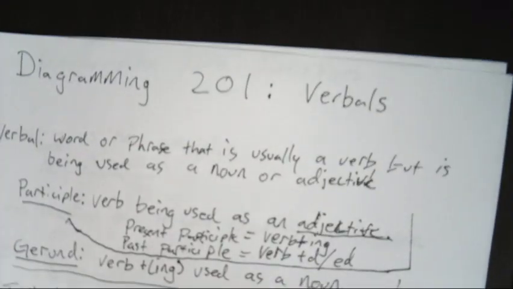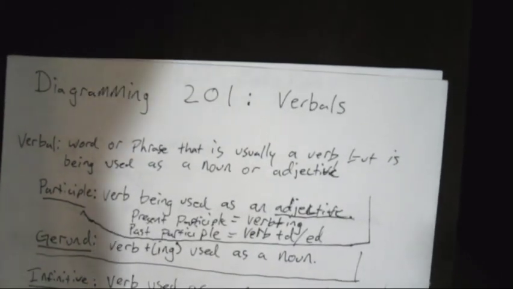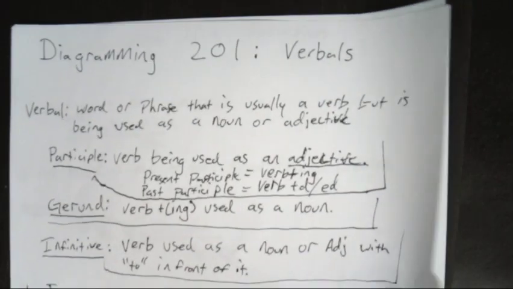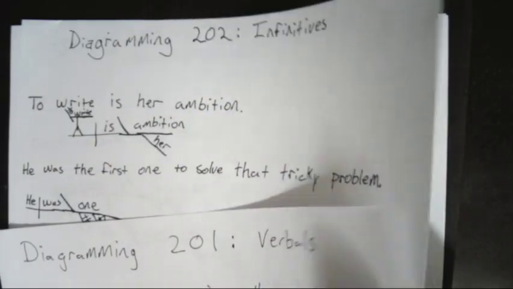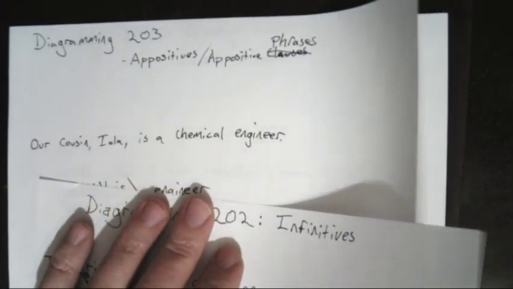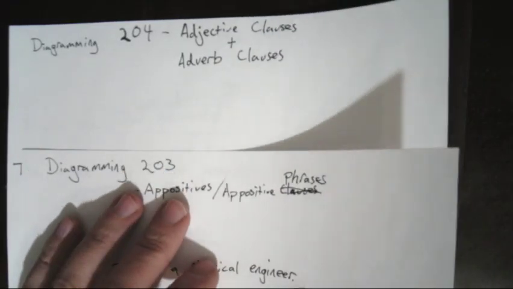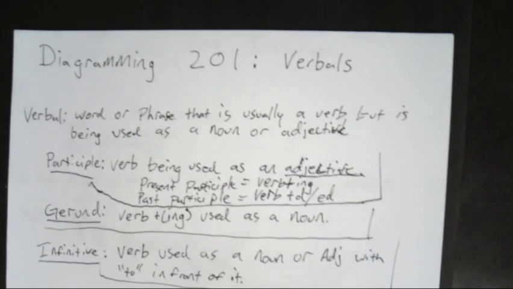All right. Dial it out here just a little bit. So let's start with 201. That's the verbals. And please put your notes in order. 202 is infinitives. 203 is appositives and appositive phrases. 204 is adjective and adverb clauses. And 205 is noun clauses. So that's 5 sheets of notes that you guys should have done and ready to look at.